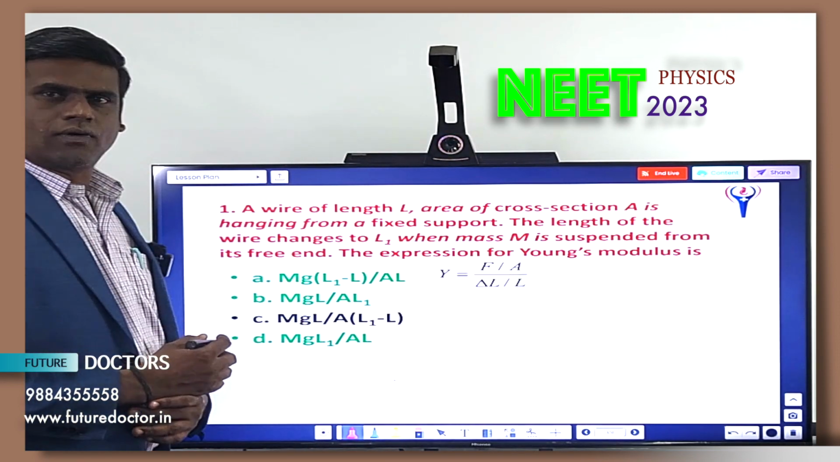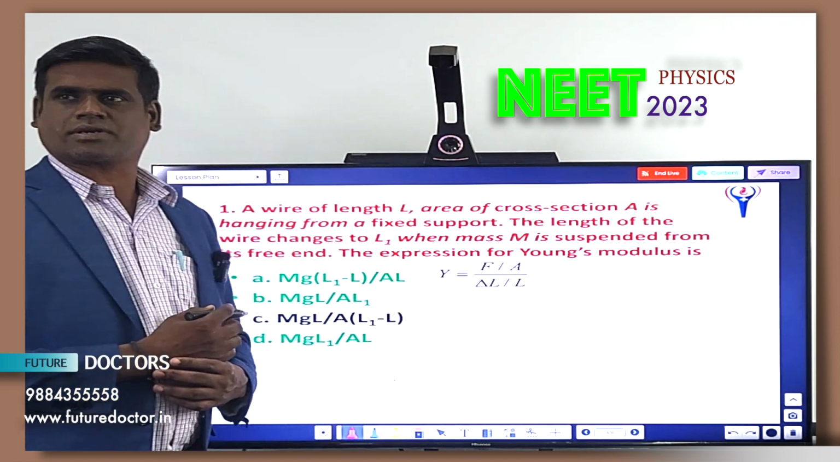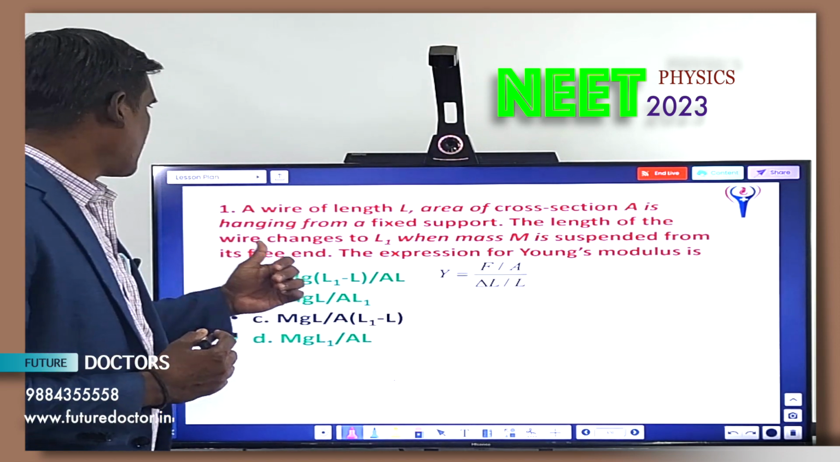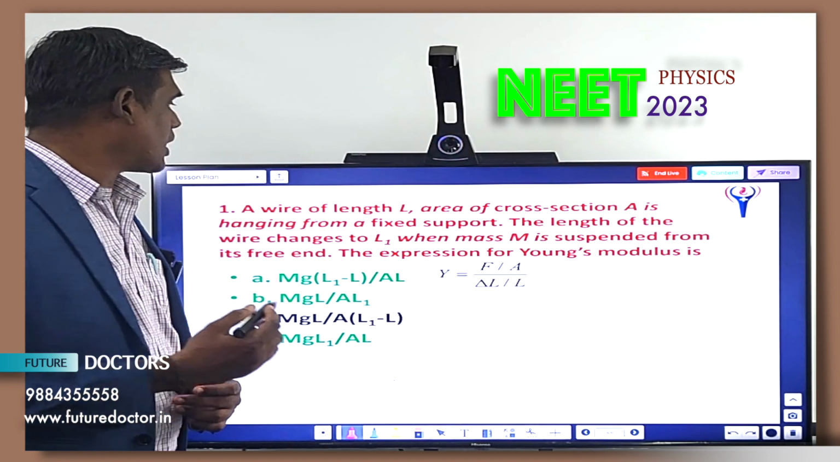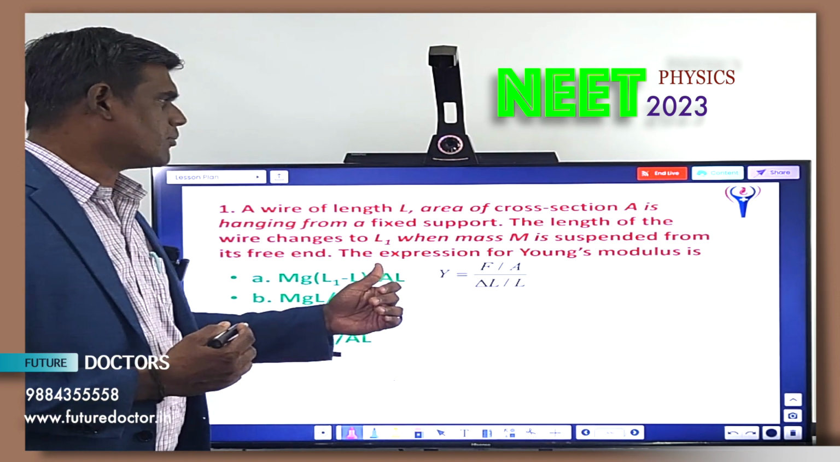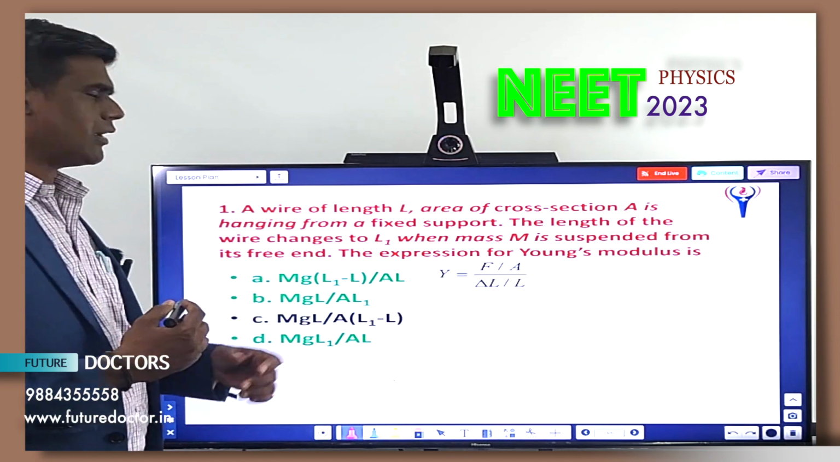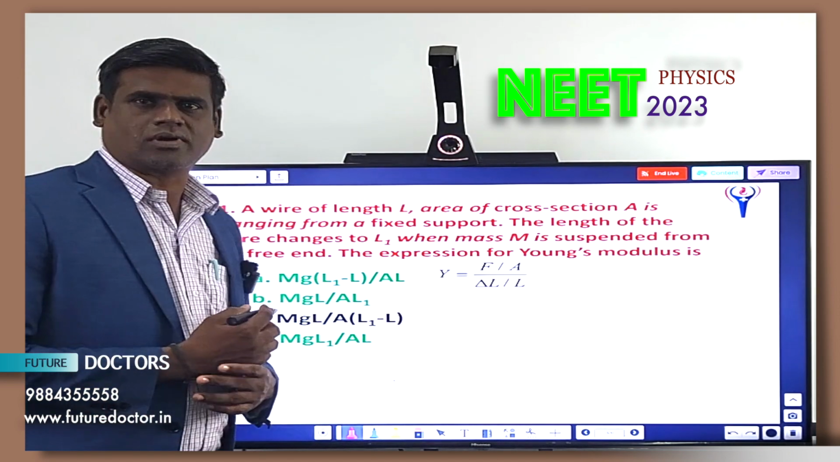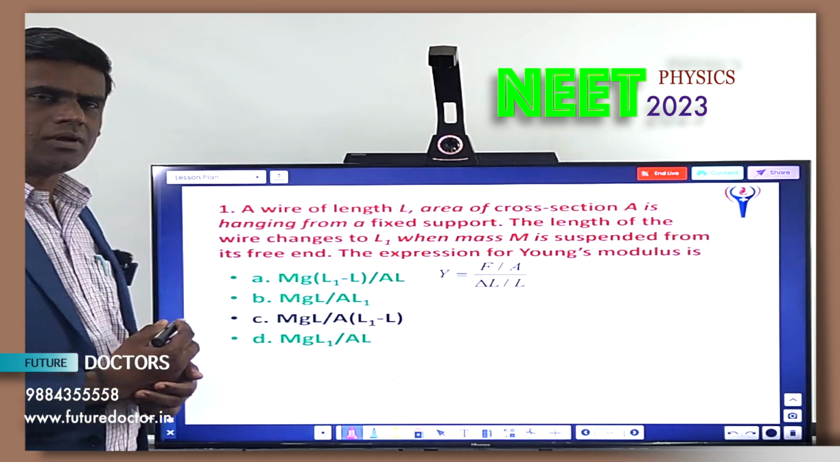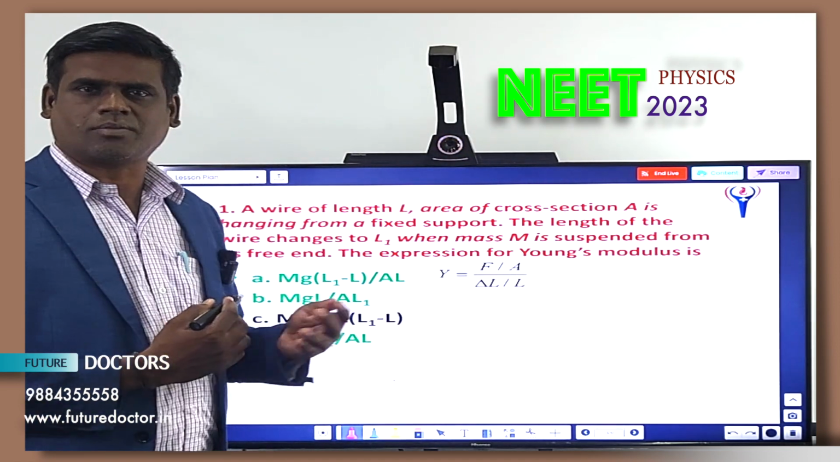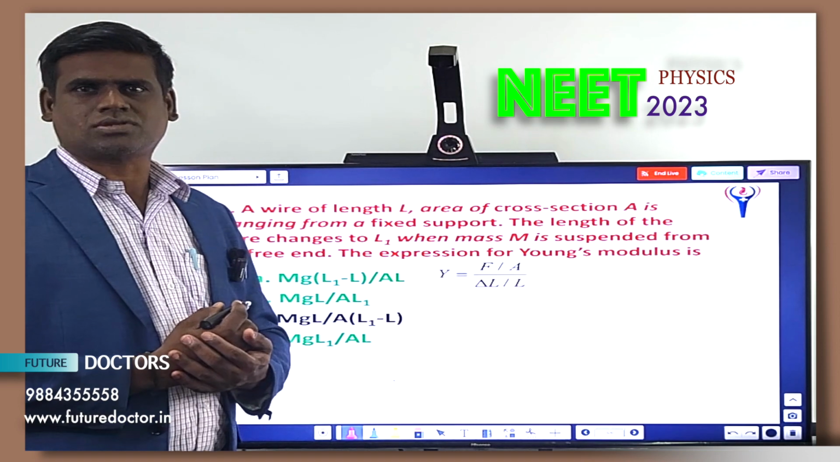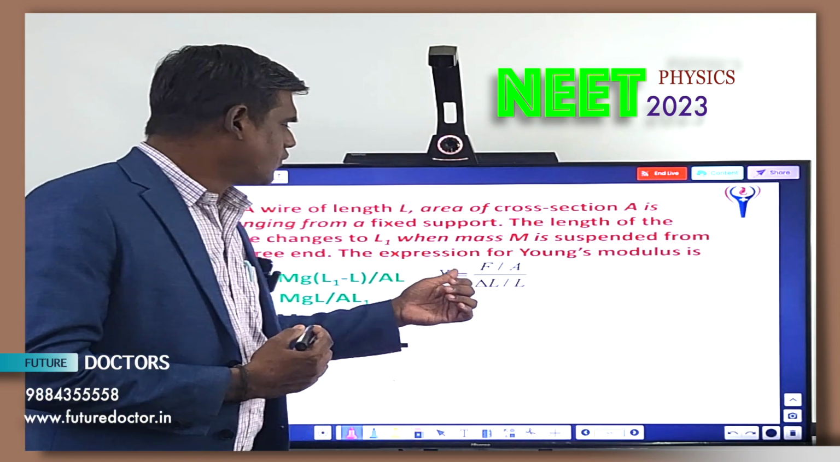A wire of length L, area of cross section A is hanging from a fixed support. The length of the wire changes to L1 when mass M is suspended from its free end. The expression for Young's modulus is dash. What is the formula? Young's modulus Y equal to stress by strain. Normal stress by longitudinal strain. And stress equal to force by area.